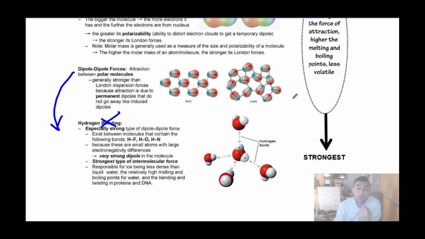It's a super, super strong type of dipole-dipole attraction that exists between polar molecules that specifically have hydrogen, but that hydrogen needs to be bonded to fluorine, oxygen, or nitrogen directly. That's the only case in which the molecule will have that strong hydrogen bonding as an intermolecular force. We said it has to do with how small fluorine, oxygen, and nitrogen are, and how electronegative the elements are as well.